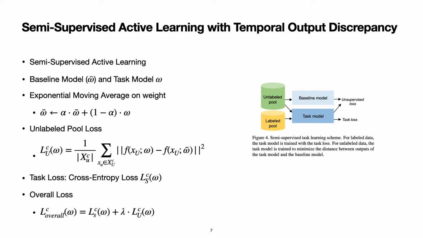Besides this query method, they propose a semi-supervised learning method to boost up the speed of active learning. With the baseline model denoted as omega bar and the task model denoted as omega, they use prediction differences between these two as unlabeled pool loss. The baseline model is updated with exponential moving average at each step with the task model, and the overall loss becomes the sum of labeled loss and unlabeled loss multiplied with hyperparameter lambda.